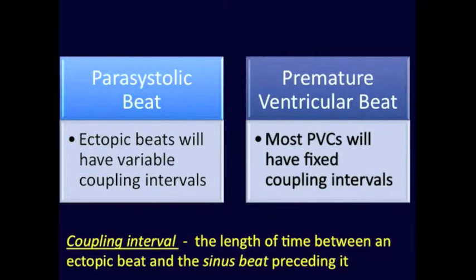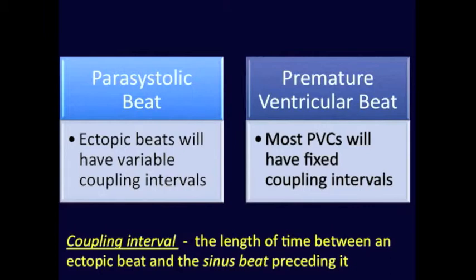For example, if you see PVCs with different QRS morphologies, they'll often have different coupling intervals. And then sometimes PVCs with similar QRS morphologies also have different coupling intervals under different pathophysiologic conditions. And you should also know that because of this fixed coupling between PVCs and sinus beats, it is thought that there's a physiologic relationship between the sinus beat and the PVC. And some would even argue that this favors a reentrant or triggered mechanism for PVCs.